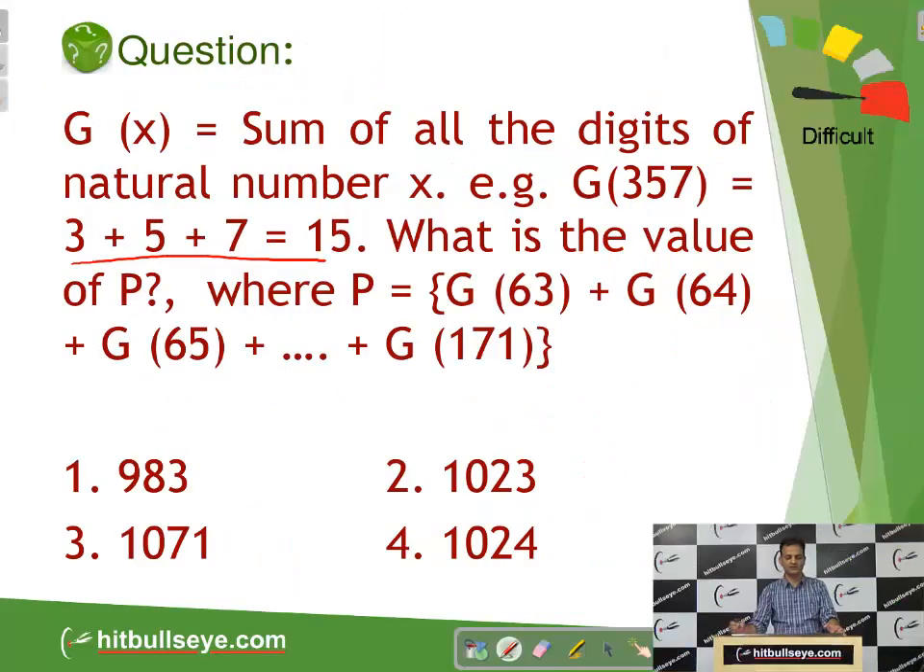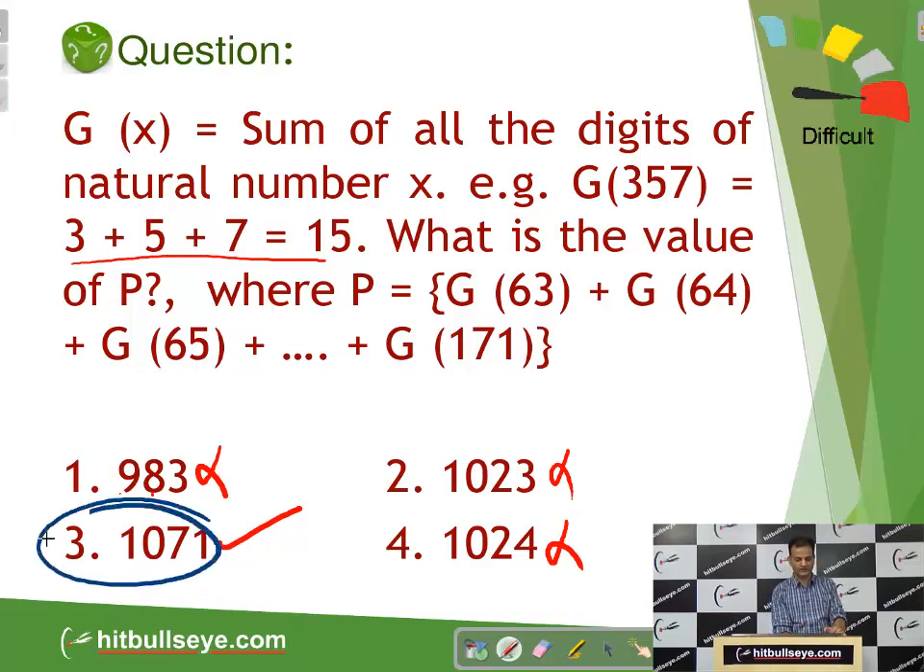Now check the choices. Which choice is giving digital root as 9? 4 plus 2 plus 1 is 7, 3, 2, 5, 6, 7, 1, 8 plus 1 is 9. This can be one of the answers. 9 is 17 plus 3 is 20, digital root is 2. So simply, students, you can see this choice number 3 is giving digital root as 9. So this is our answer.